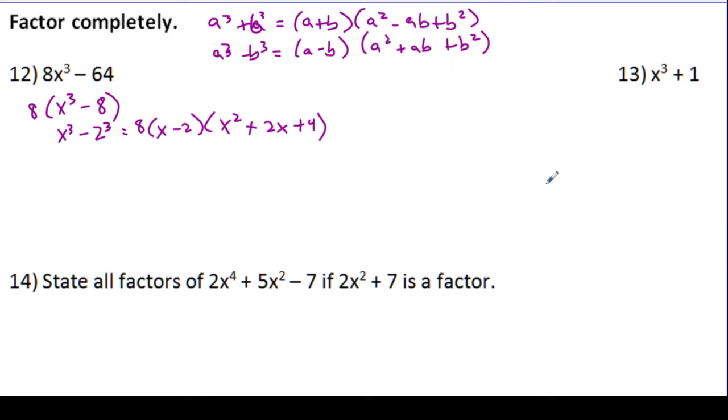The second one is the same thing, except it's going to use the first formula instead, and that's because we have a plus sign up there, right? So I'm going to say this is really x cubed plus 1 cubed, and I can rewrite this as x plus 1, and x squared plus 1x I'll just write as x. And when I square 1, I also get a 1, so it's going to look exactly like that.